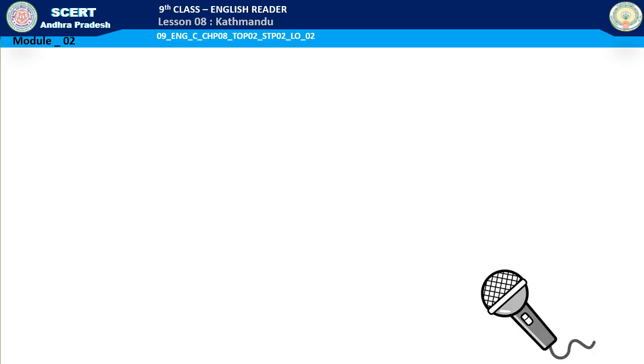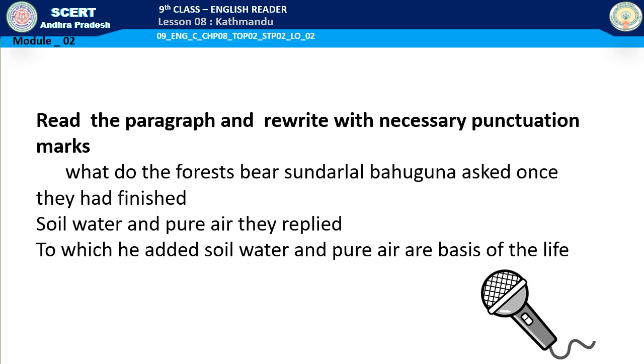Here is a small test for you. Read the paragraph and rewrite it with necessary punctuation marks. Paragraph. What do the foresters bear? Sundarlal Bahuguna asked once. They had finished. Soil, water, and pure air, they replied. To which he added, soil, water, and pure air are basis of the life.